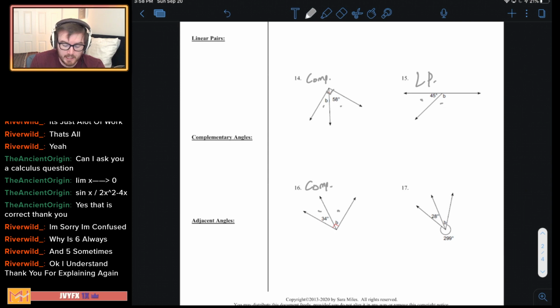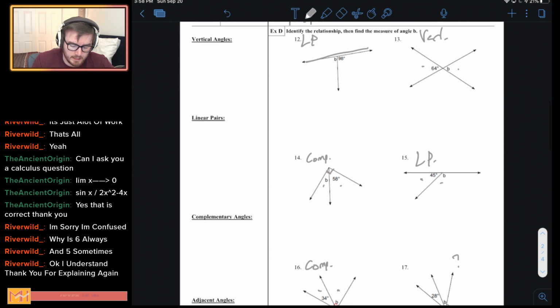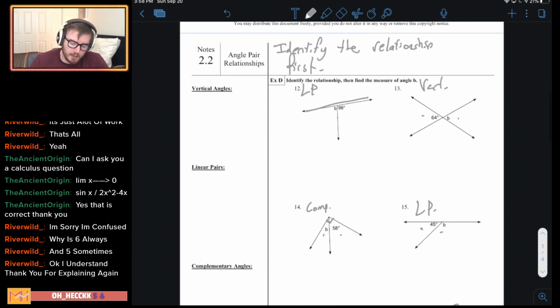And I don't particularly see anything for that one. We'll leave that one for the end. I'm not trying to go quick and lose you. I'm trying to go quick to imply how easy it is to identify the relationship.